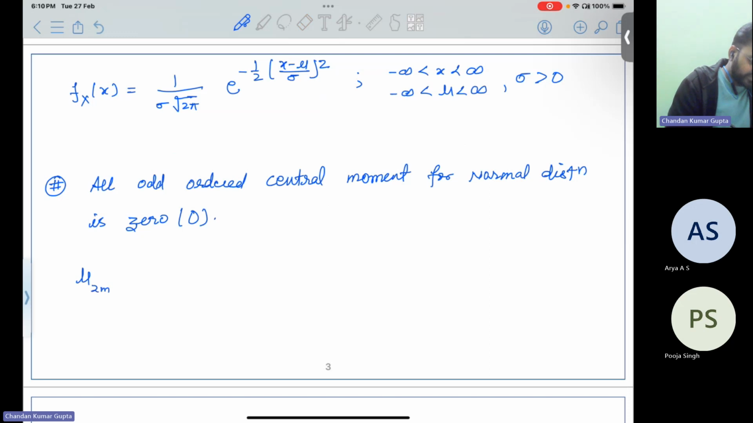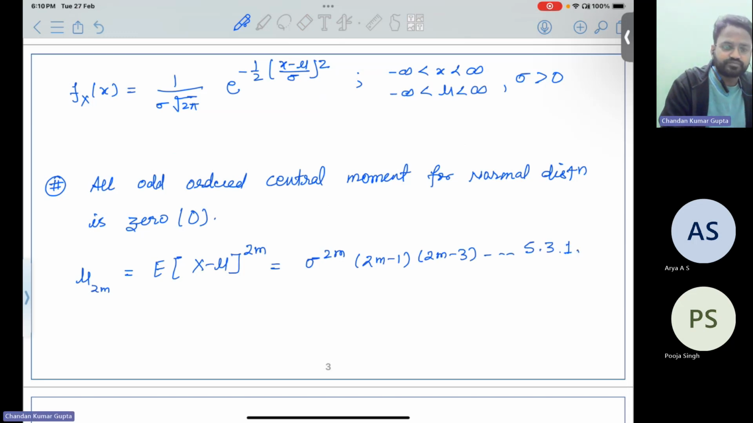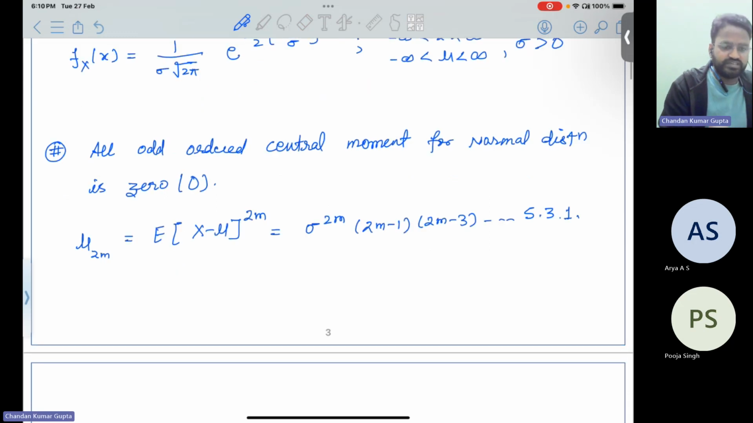Suppose we are talking about the even order, so we will write it like this: mu_2m, which is equal to the expectation of (x minus mu) to the power 2m. It can be written as sigma to the power 2m times (2m minus 1)(2m minus 3) up to 5, 3, 1. Okay, so this is the case.